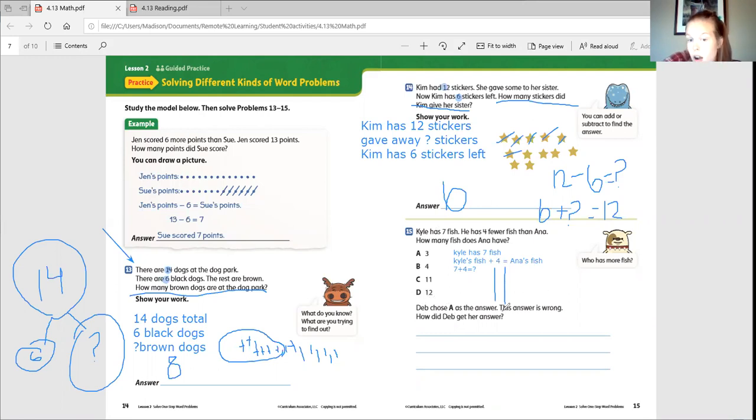Now right here, it says Deb chose A as her answer. This answer is wrong. How did Deb get her answer? Deb got 3, which she got by doing 7 minus 4 because she just used those two numbers and did a quick subtraction problem without understanding her sentence or her question and her information. So we have to make sure that we read all of it. Read the whole problem, make sure that we understand what it is asking us.